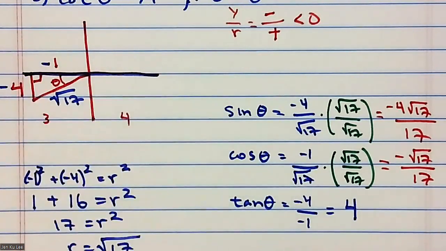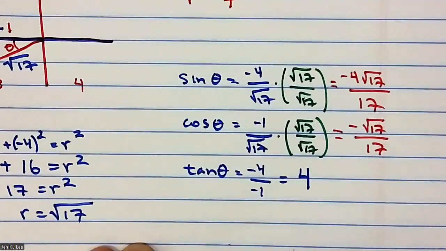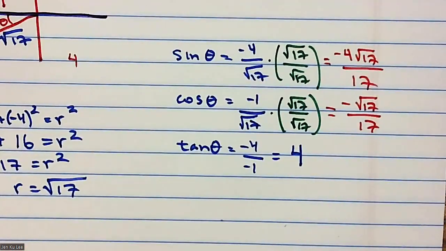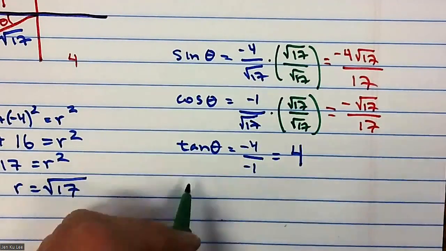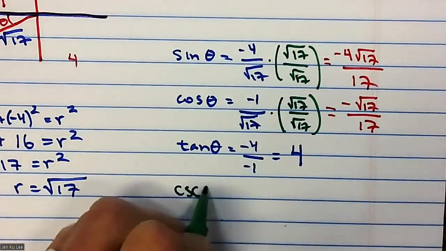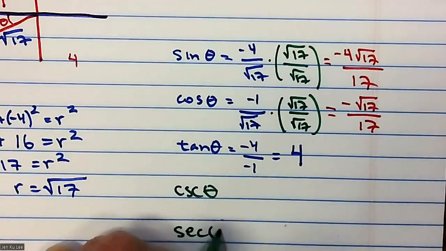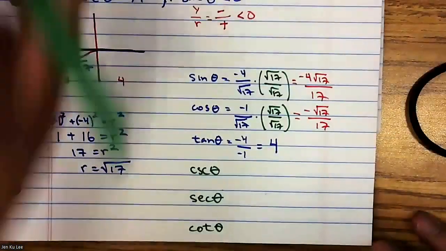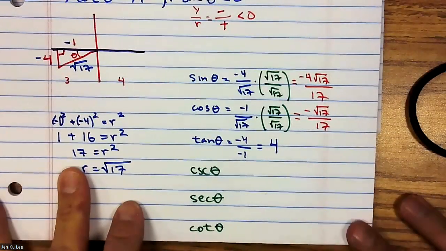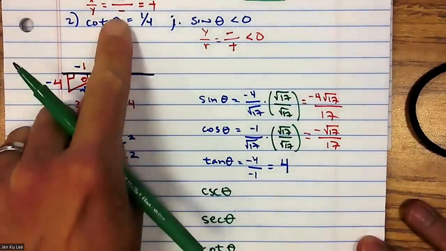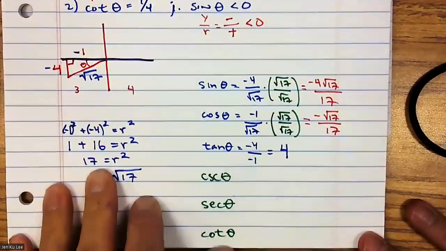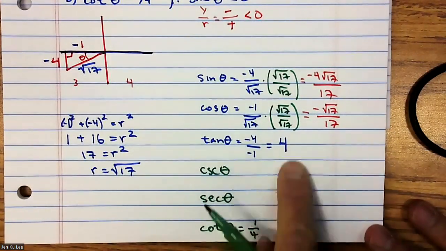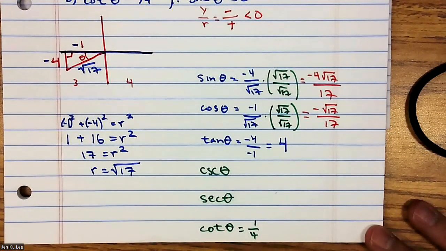Now I'm done with my triangle, because for the next 3, I'm just going to take the reciprocals. So cosecant of theta, secant of theta, and cotangent of theta. Cotangent is already given to us up here in my problem, which equals 1 over 4, the reciprocal of 4, if you want to check your work.